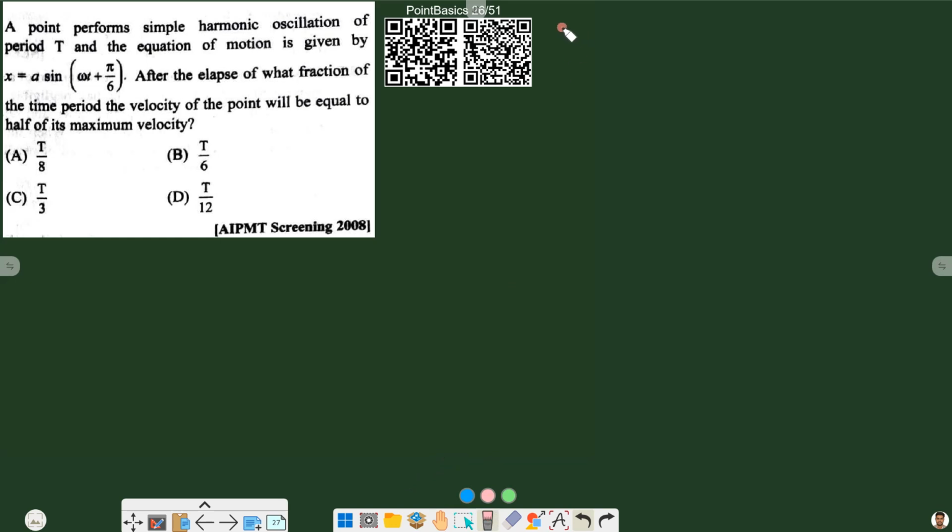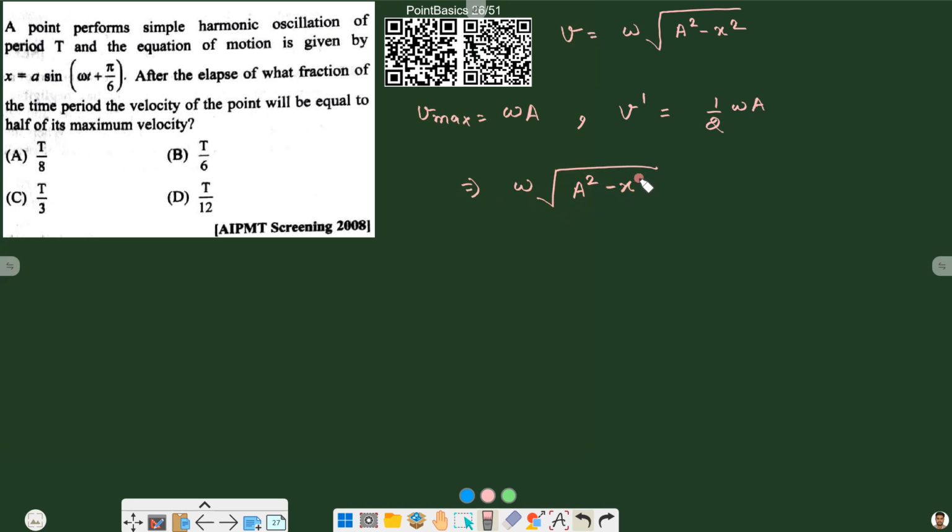So we know that velocity is given by omega root of a square minus x square, and v max will be when x is equal to 0. So omega into a is the value of v max, and as per the given condition velocity is equal to half of v max. So suppose velocity is v dash and it is equal to half of v max, that is half omega a. So v dash will again be written using this formula: v dash will be omega root of a square minus x dash square.